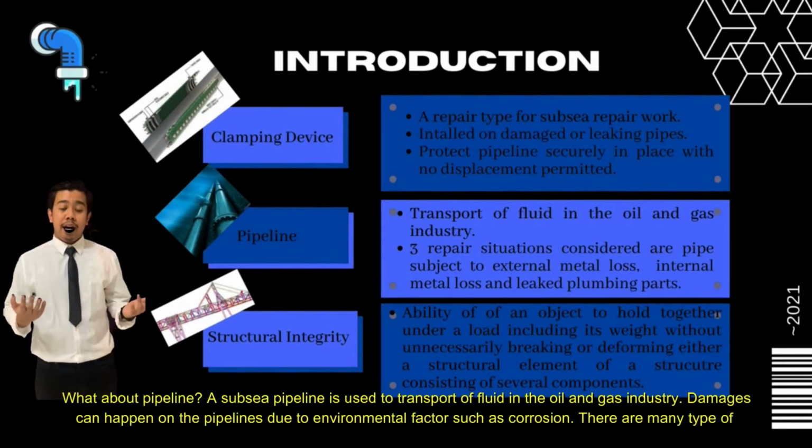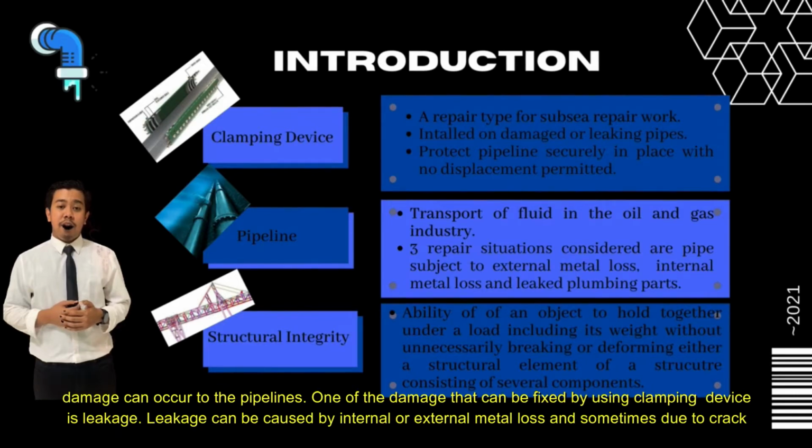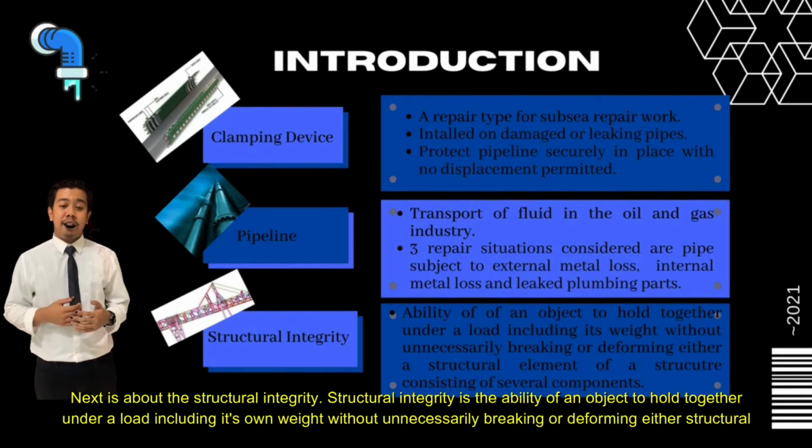What about pipelines? Subsea pipelines are used to transport fluid in the oil and gas industry. Damage can happen on the pipeline due to environmental factors such as corrosion. There are many types of damage that can occur to the pipeline. One of the damages that can be fixed by using a clamping device is leakage. Leakage can be caused by internal or external metal loss and sometimes due to cracks in welded seams, joints or on the pipe. Repair situations considered are pipe subject to external metal loss, pipe subject to internal metal loss, and leaking plumbing parts.